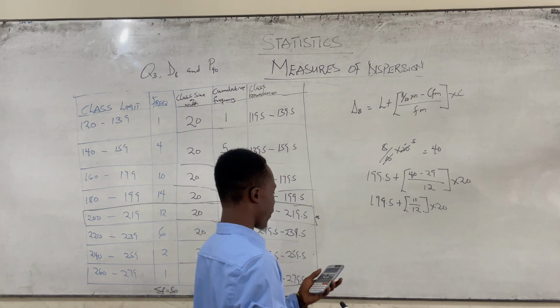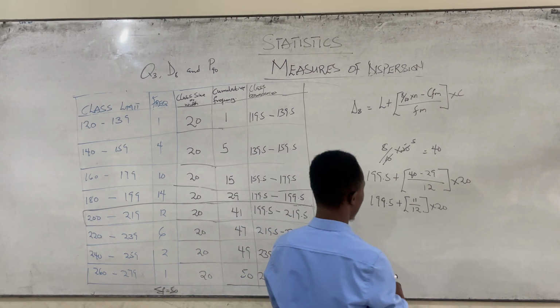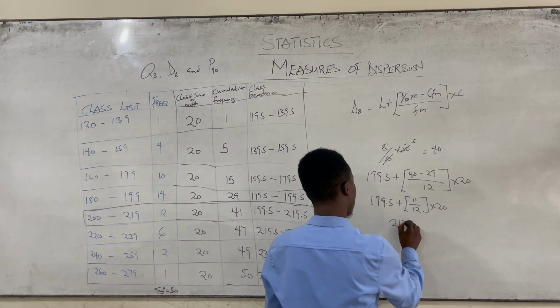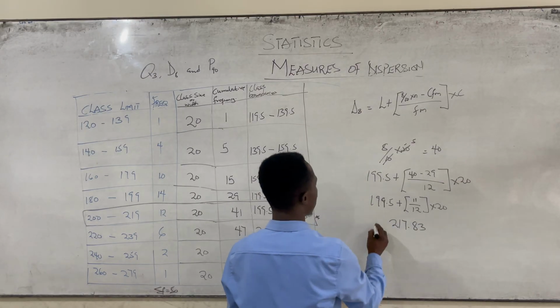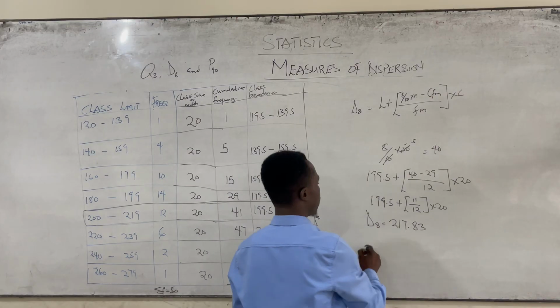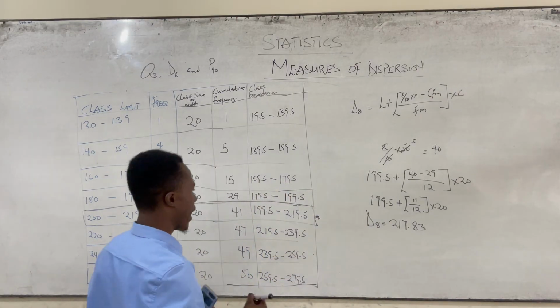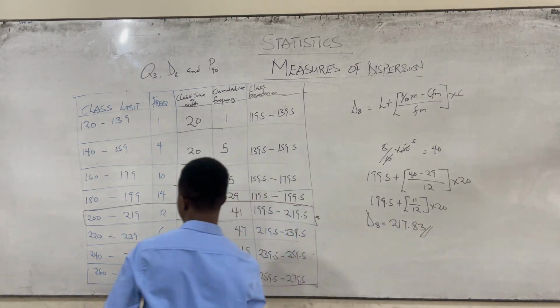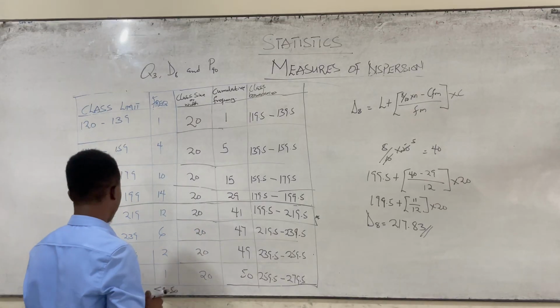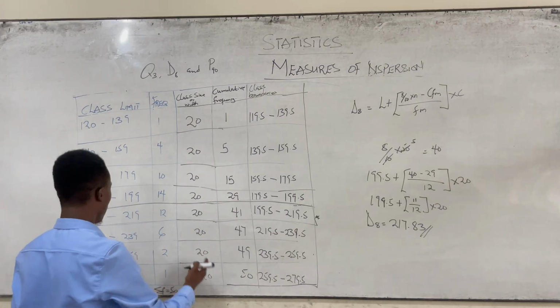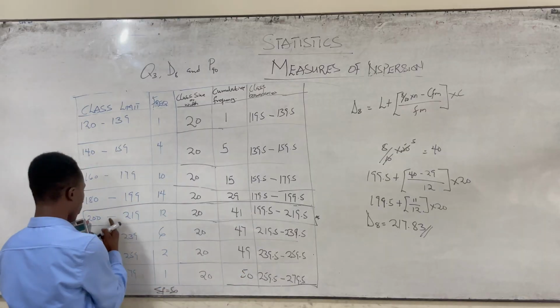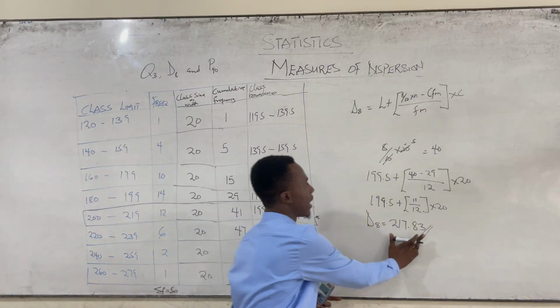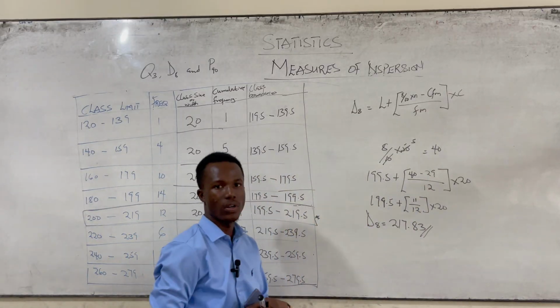You have 217.83. So 217.83, and that is our D8, the 8th decile, right? And is this number within this range? That is 200 to 219. So you see that number is within 200 to 219. So we are done with the 8th decile, right?